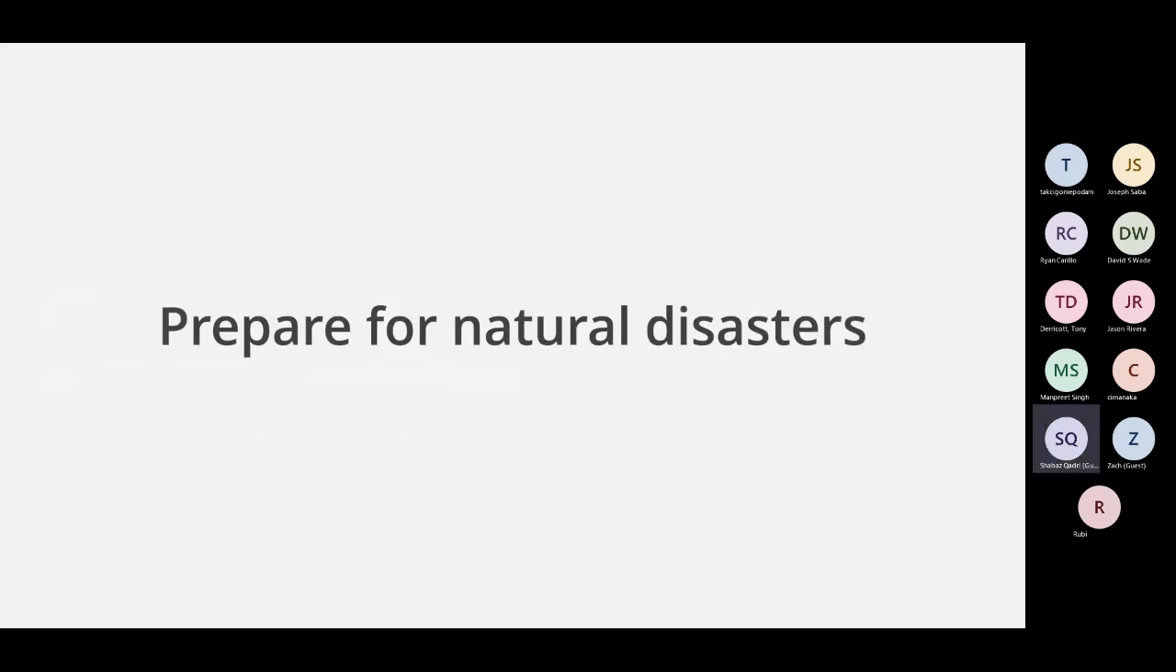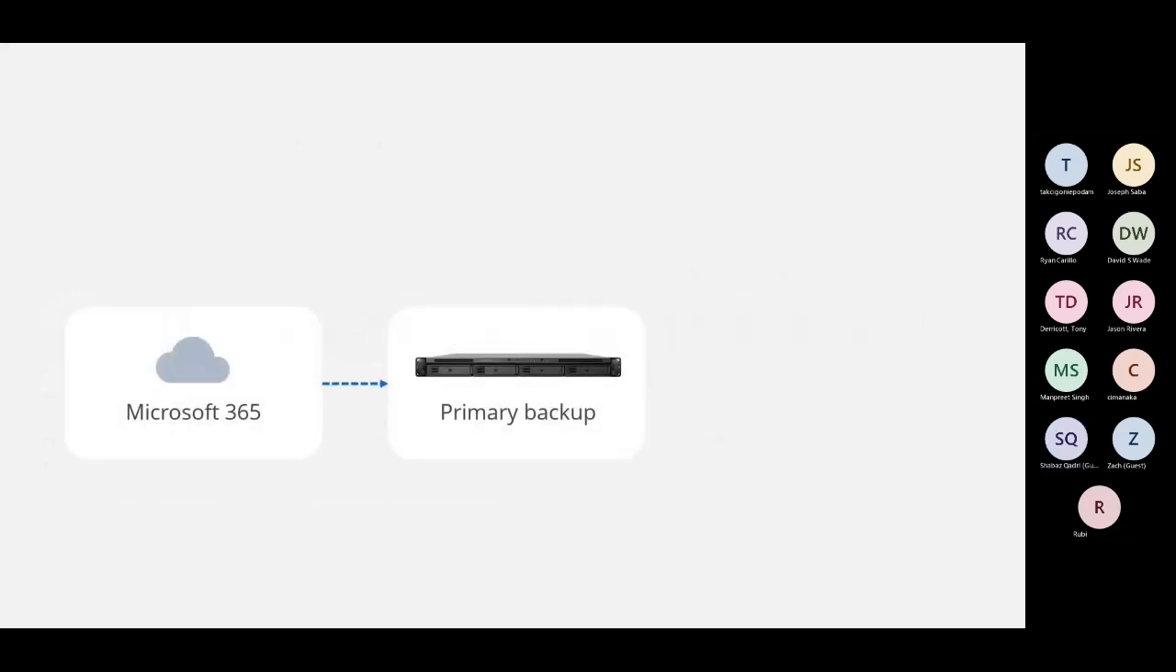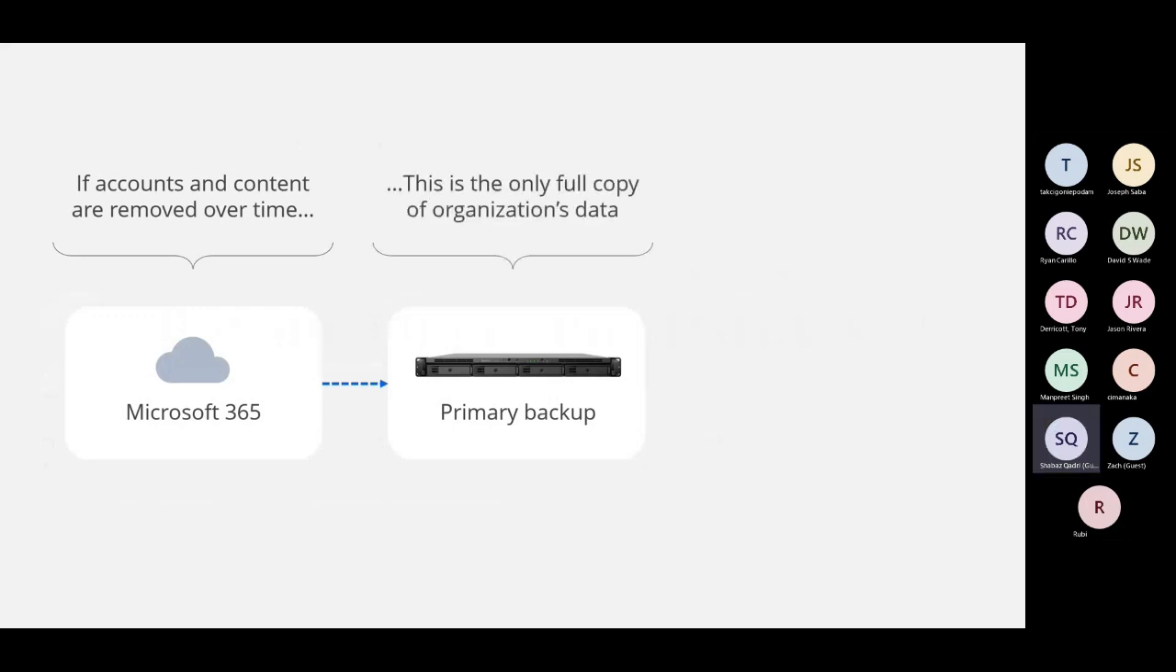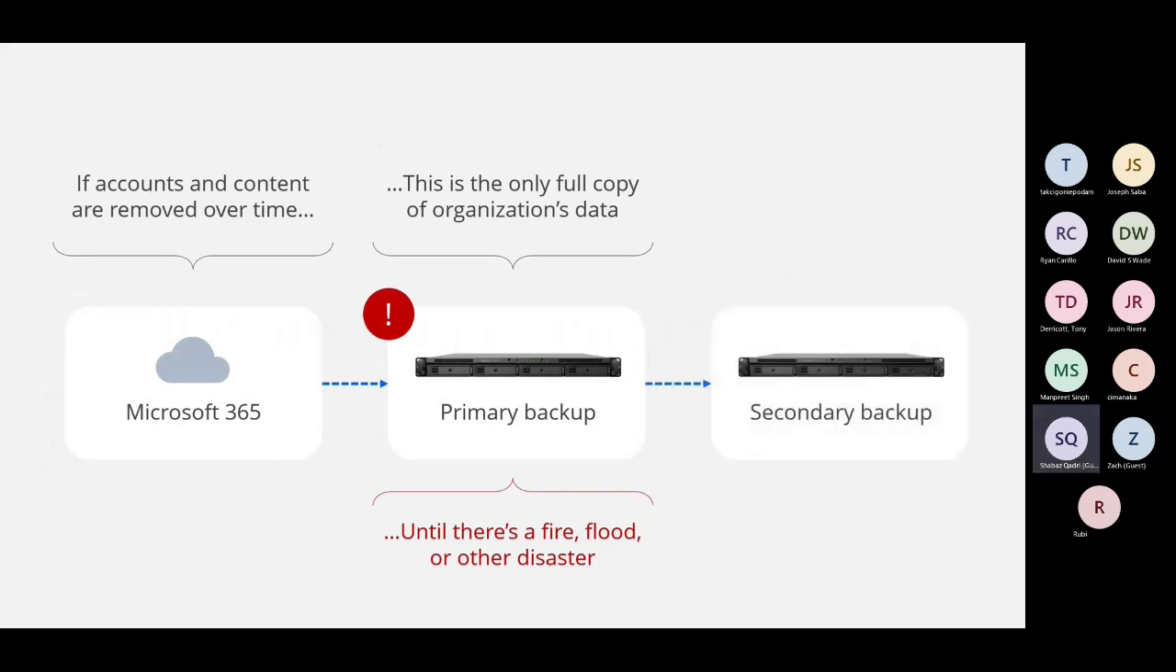Now let's look at how you can prepare for a natural disaster if one were to strike. Now have your Microsoft 365 data backed up to a local site. And if accounts and content are removed over time, this site is essentially your only full copy of the organization's data. And if your data gets hit by a hurricane, fire, or any other event, that data is ultimately gone. This is why we also recommend to have a secondary backup in place so that way you are prepared for any situation that might arise.